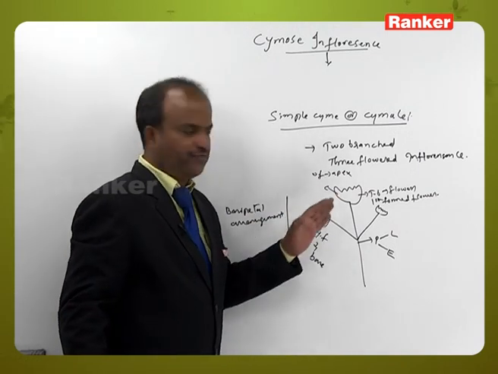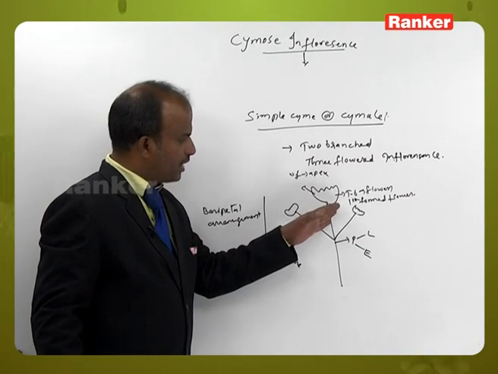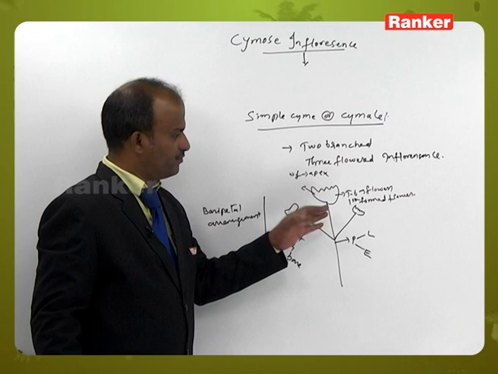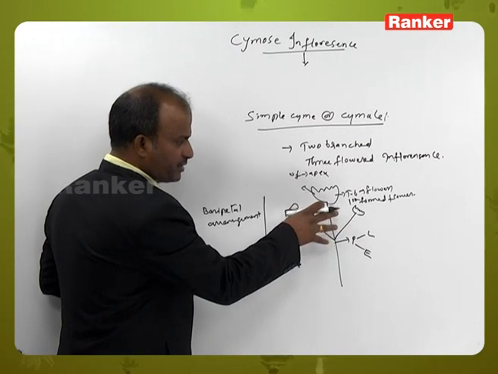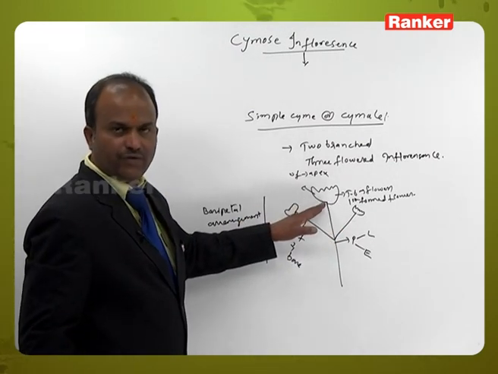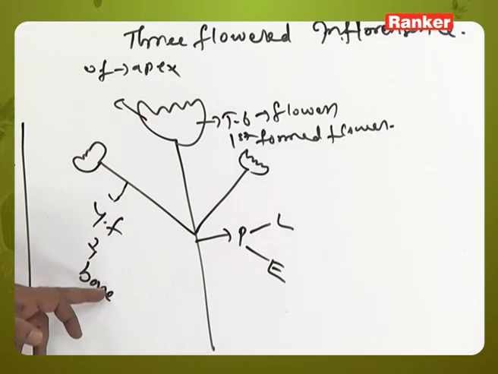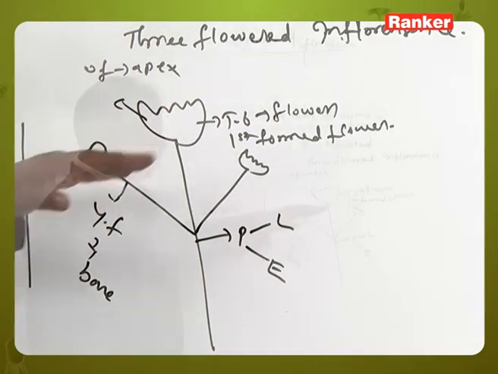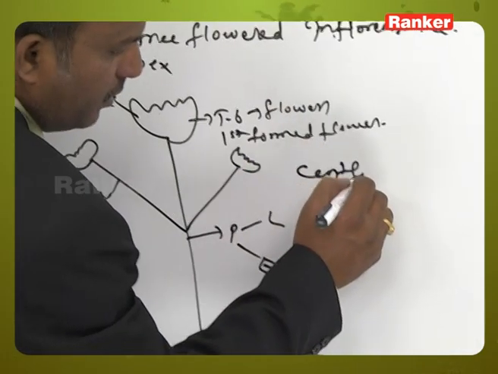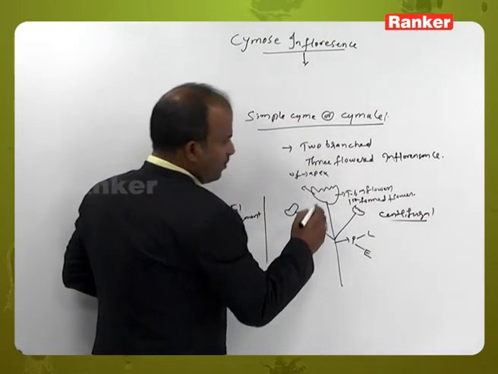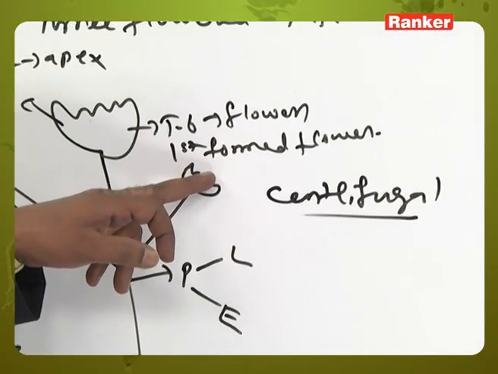If we see this diagram, in which manner are the flowers arranged here? Centrifugal manner. Why? Because if we see the diagram, we can say the flowers are arranged in centrifugal manner, but actually here the flowers are arranged in basipetal manner. But this diagram indicates centrifugal manner, because older flowers look like they are present towards the center.